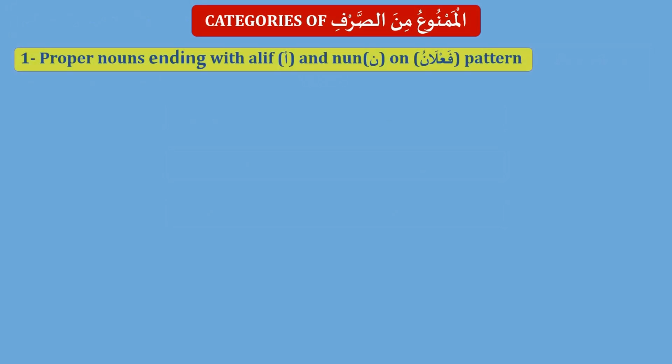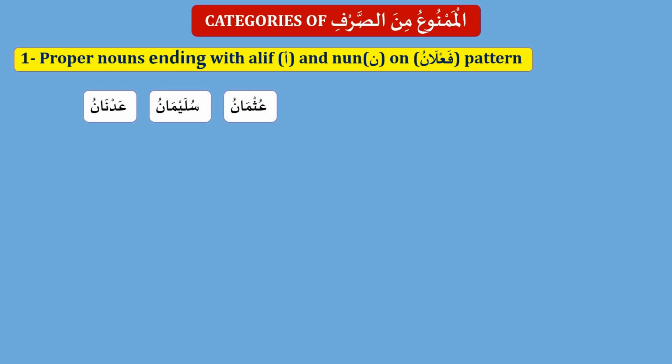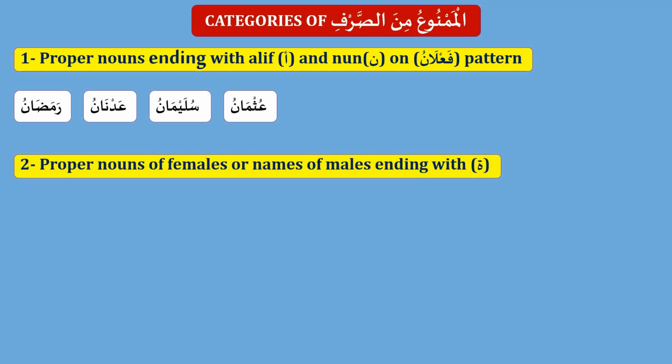Now let's learn what are the categories of al-mamnu' min as-sarf. First one, proper nouns ending with alif and nun on fa'alan pattern. Uthman, Sulaiman, Adnan, Ramadan. Second one, proper nouns of females or names of males ending with ta marbuta.